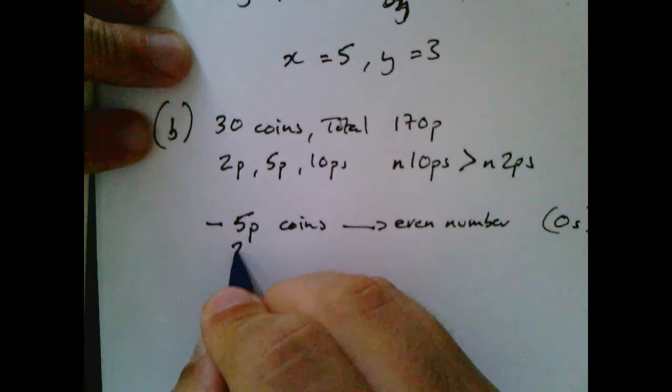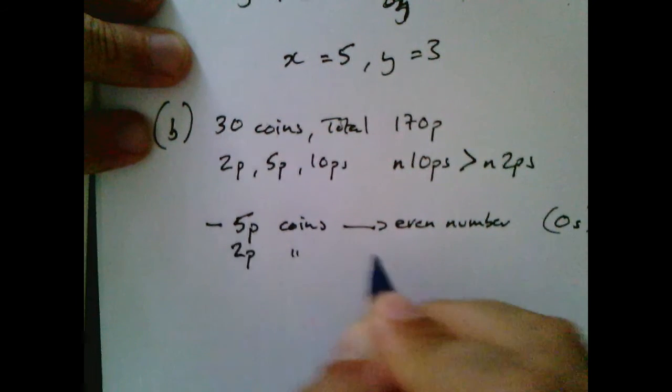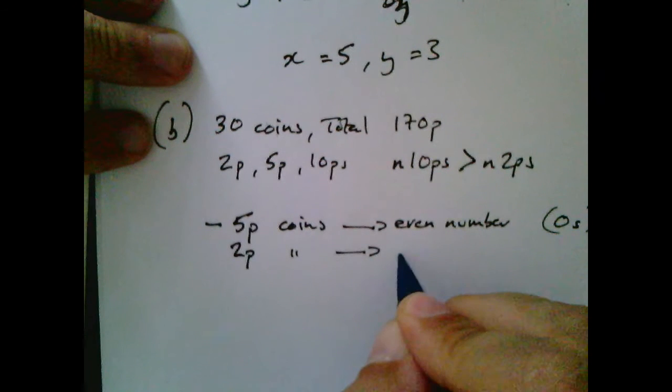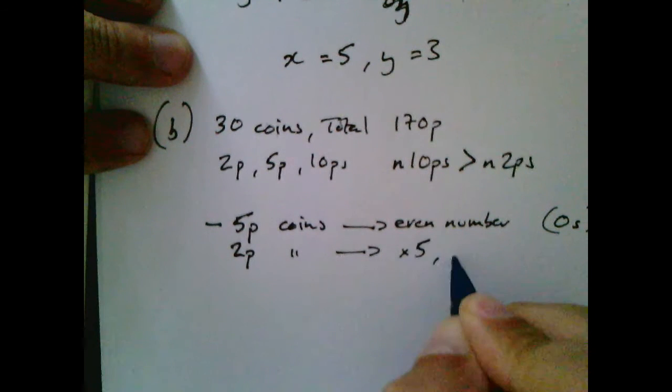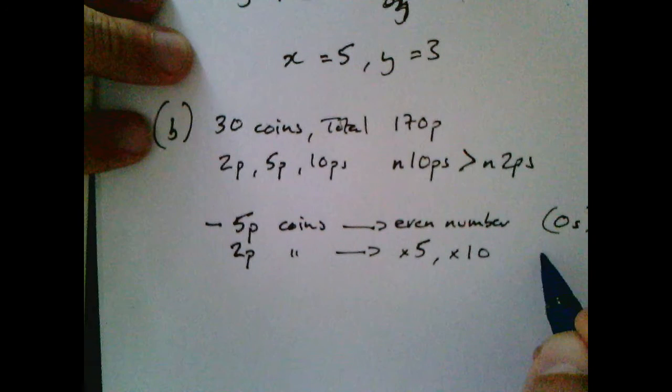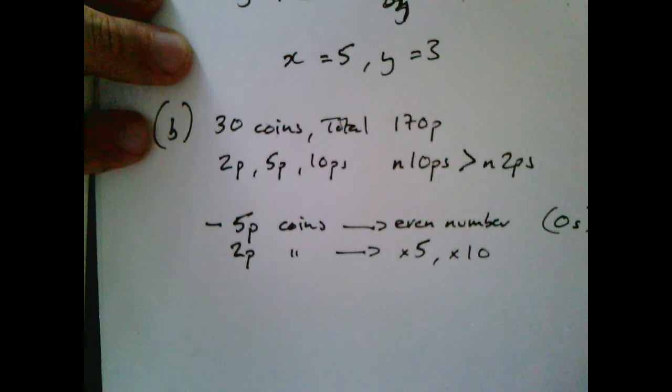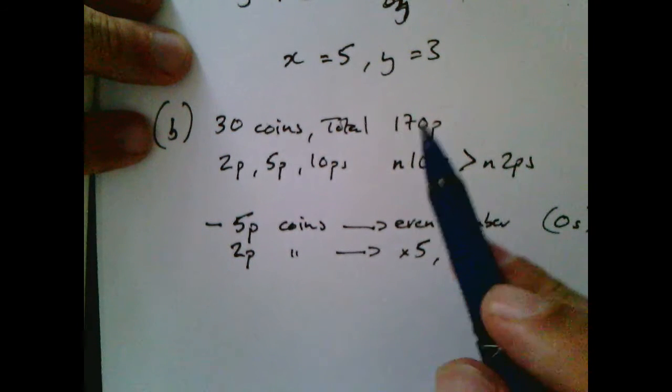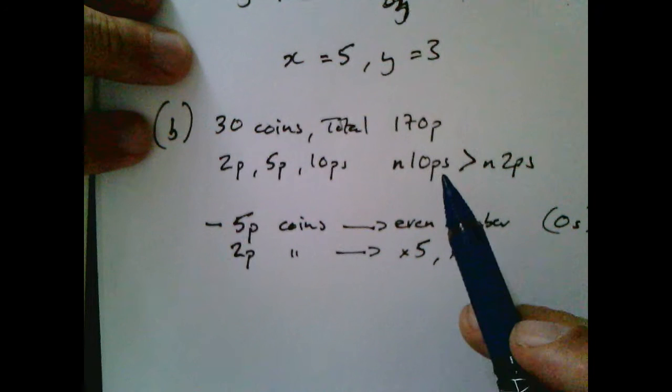By the same reasoning, the 2p coins needs to be a multiple of 5 or a multiple of 10. Okay, and this is really just trying to say, well, let's try and get to there.